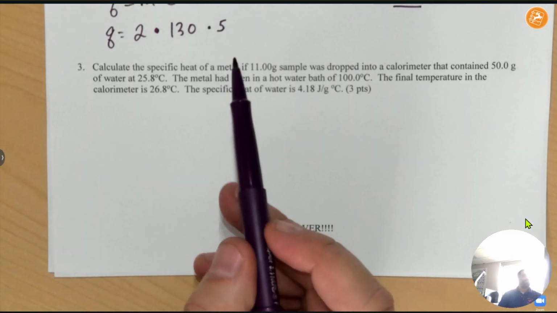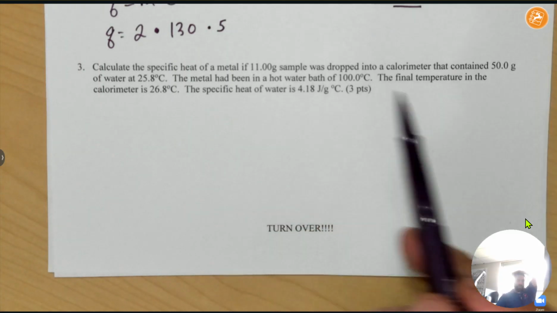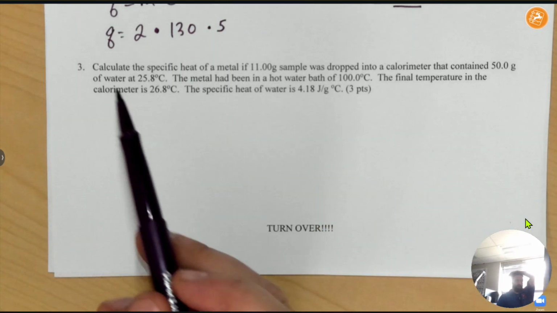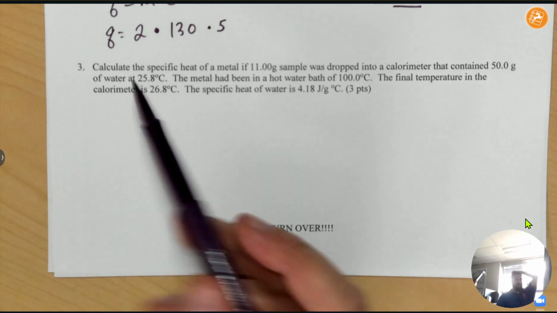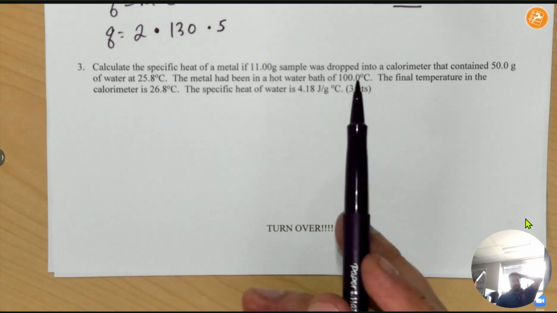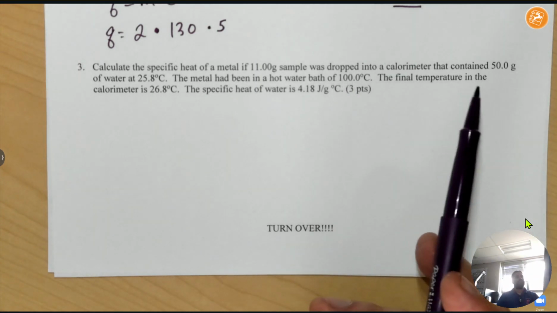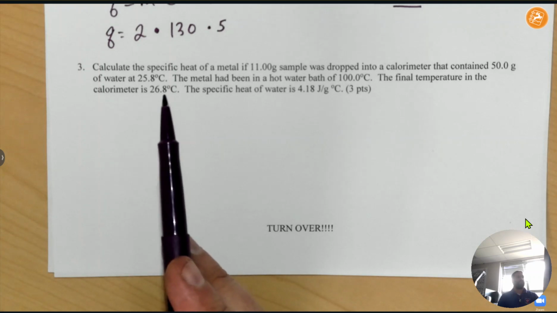All right, it says calculate the specific heat of a metal if 11 grams of the metal was dropped into a calorimeter that contained 50 grams of water at 25.8 degrees C. The metal had been in a hot water bath of 100 degrees C. So that is essentially the temperature of the metal because of heat flow. The final temperature in the calorimeter was 26.8.